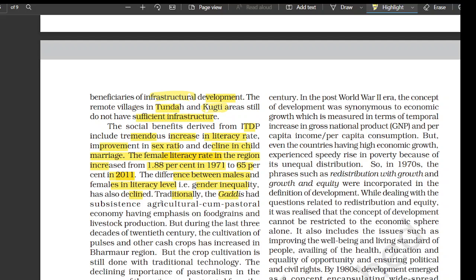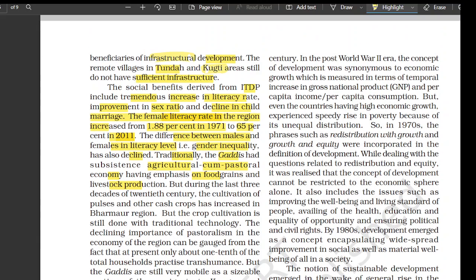Traditionally, the Gaddis had a subsistence agriculture cum pastoral economy, with emphasis on food grains and livestock production. But during the last three decades of the 20th century, the cultivation of pulses and other cash crops has increased in the Bharmor region. But crop cultivation is still done with traditional technology.